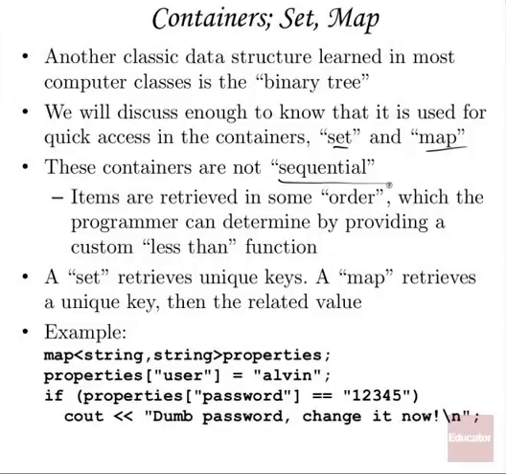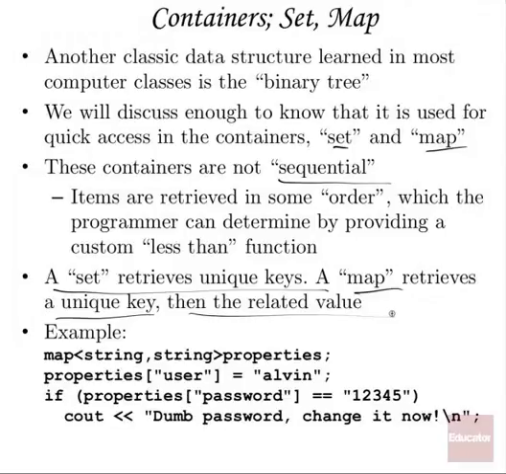And again, they're not sequential containers the way linked lists and vectors are. They're retrieved in a certain order only by virtue of the fact that they're kept in that order by the binary tree. Now a set retrieves a unique key. It will, for the most part, keep the keys unique. If you try to put in something that's already in there, it will throw back an exception or give you some type of error message, depending on how you have it configured. A map retrieves the unique key and it retrieves a value related to that key.